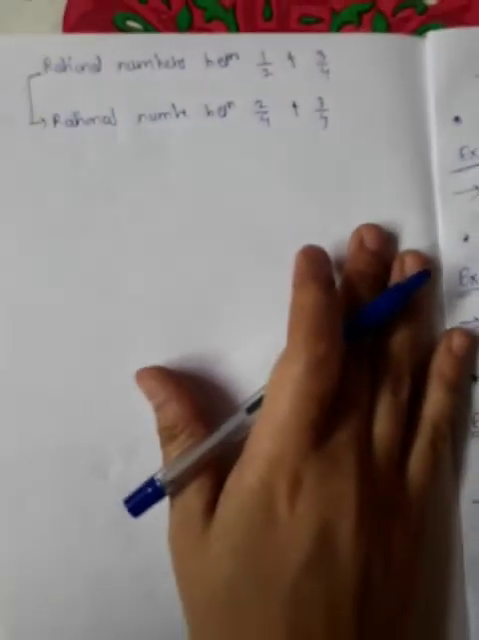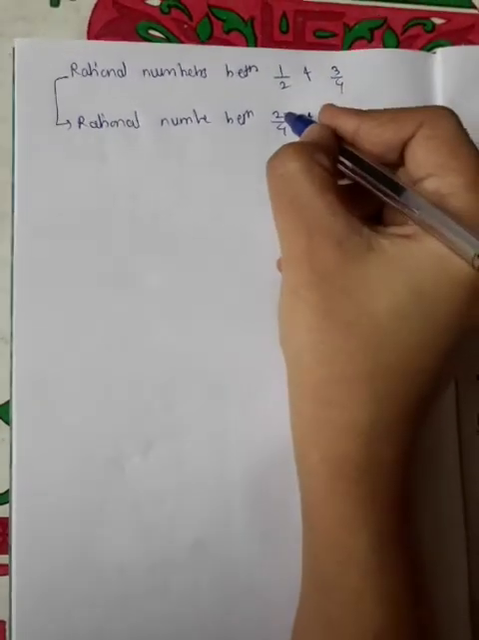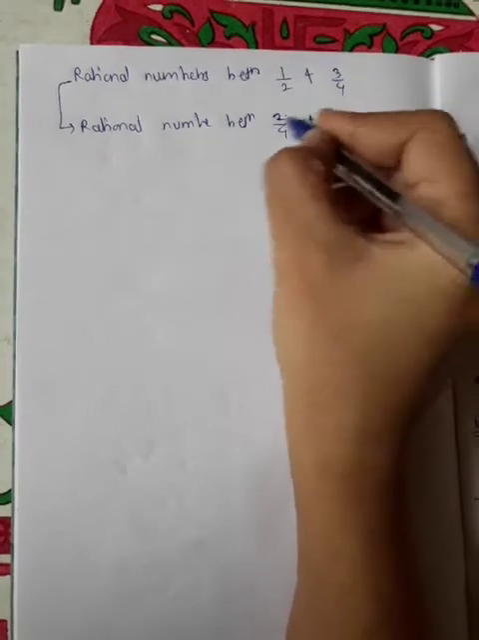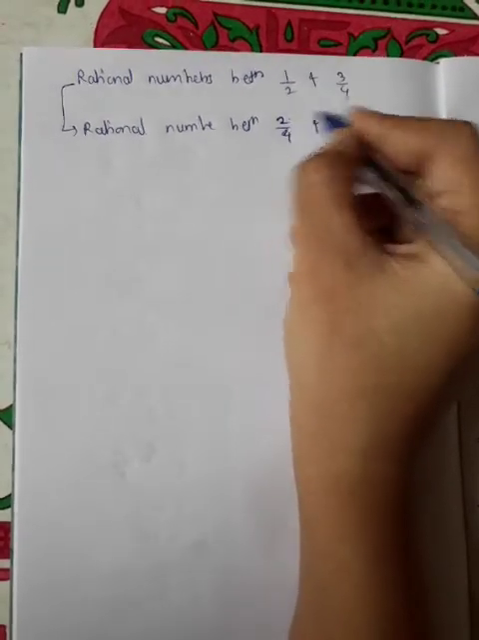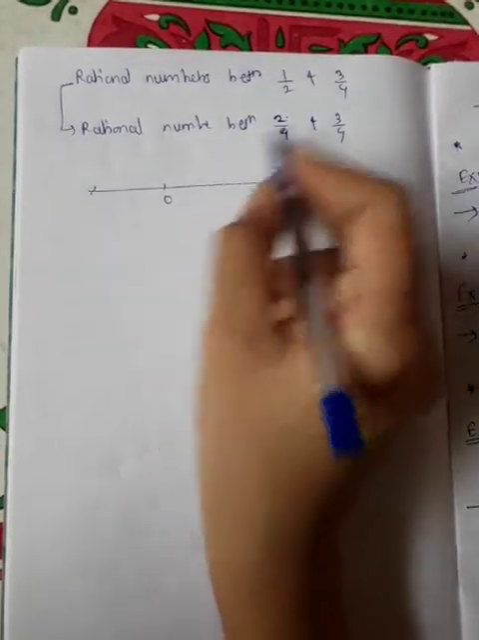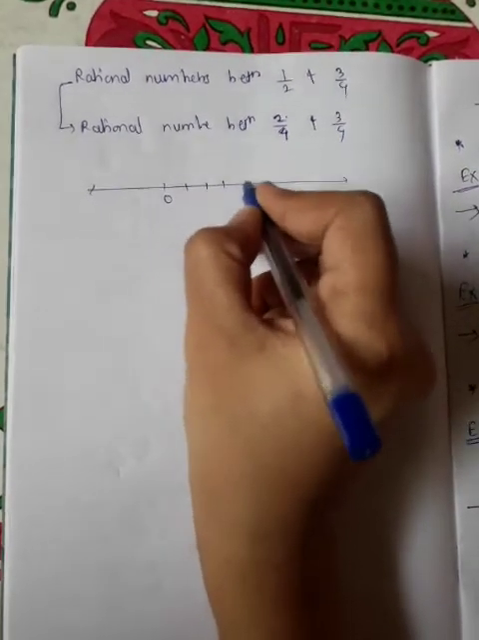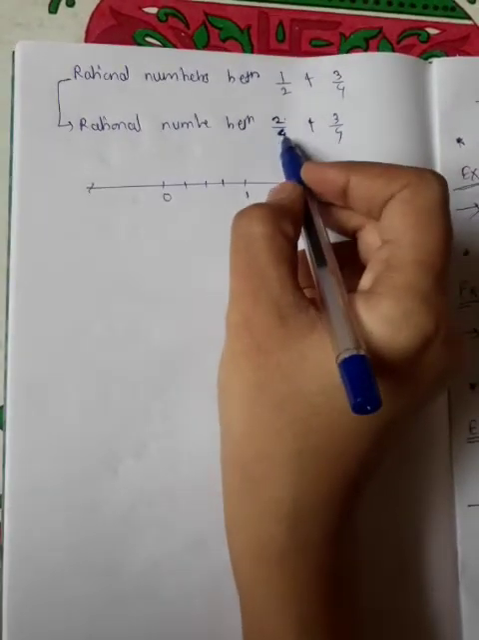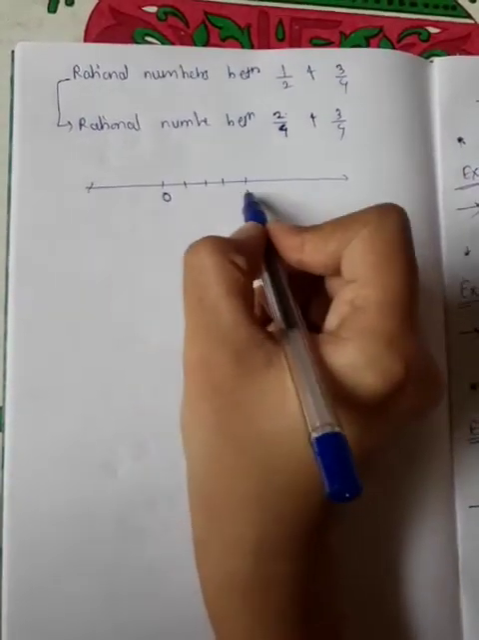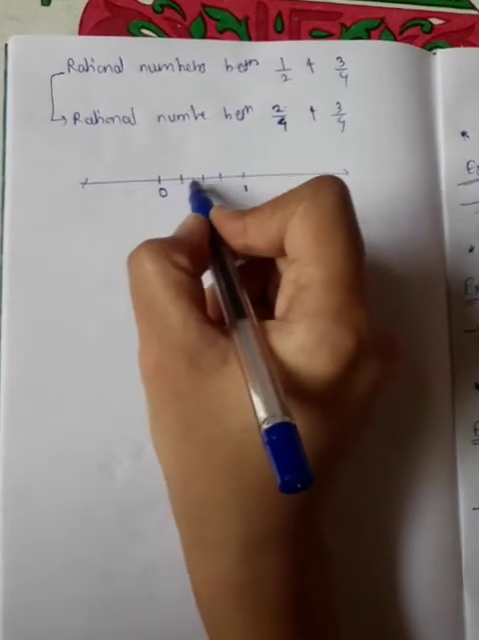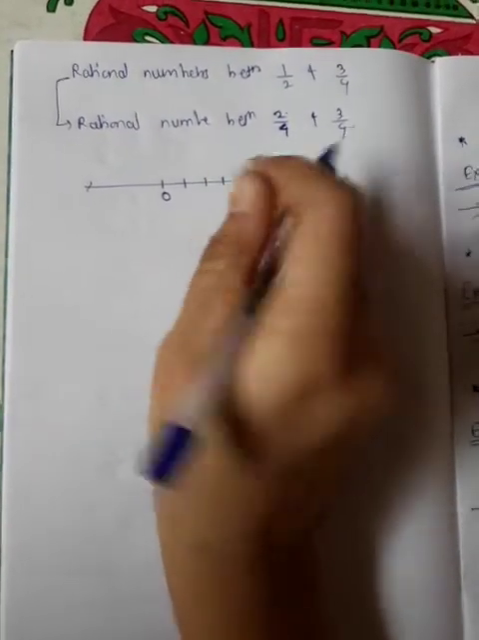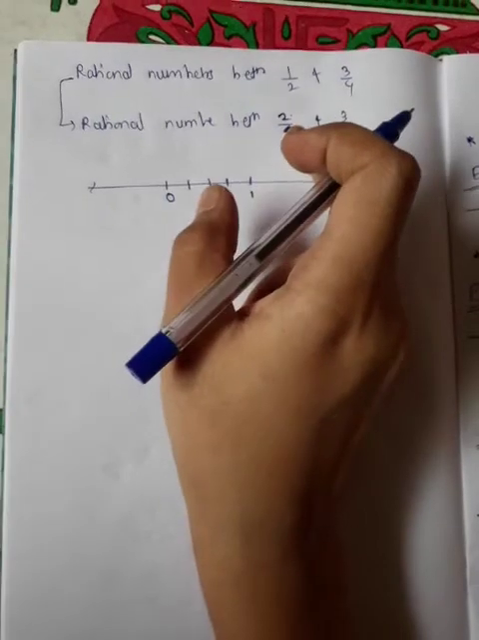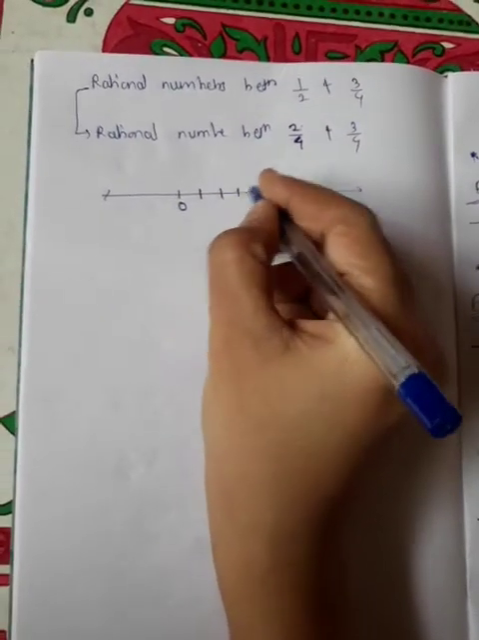Okay, now see here, you observe that 2 and 3 are consecutive numbers. Their denominators are same, and 2 and 3 are consecutive numbers. So on the number line, how will we represent these numbers? So if the denominators are same. Now see here, the denominator is 4, so here each unit, means 0 to 1, each unit is divided into 4 equal parts, 1 2 3 4.